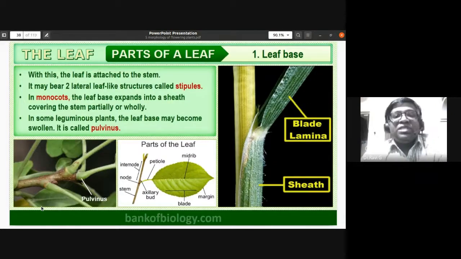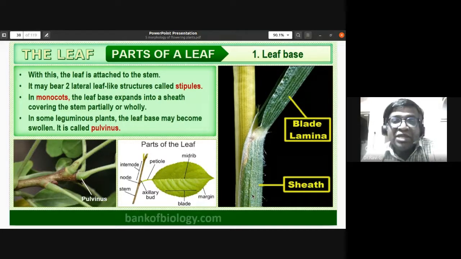Now the parts of a leaf: the leaf is attached to the stem. It has two lateral leaf-like structures, which we call stipules. In monocots, the leaf base expands. See in this slide, in the monocot the leaf base expands into a sheath, which we call the leaf sheath, and it sheathes around the stem. So the leaf base expands into a sheath covering the stem partially or completely.